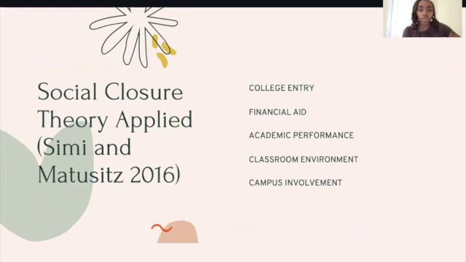We can see social closure theory's effect on adult learners through the realms of college entry, financial aid, academic performance, classroom environment, and campus involvement. During college entry, the admissions process is mostly geared towards traditional students. Many schools emphasize how they can help students grow and evolve into well rounded adults. This leaves adult learners out of the conversation because they likely do not need that same guidance.